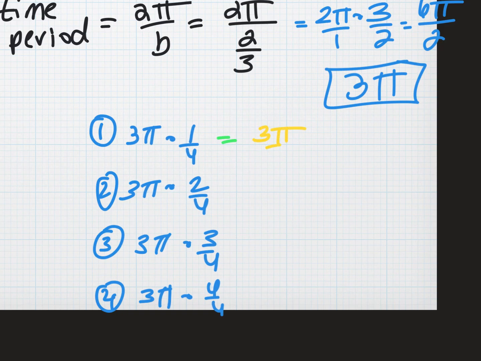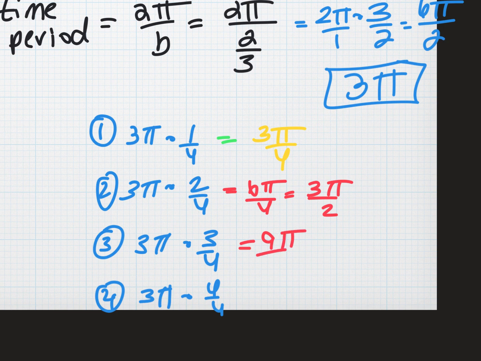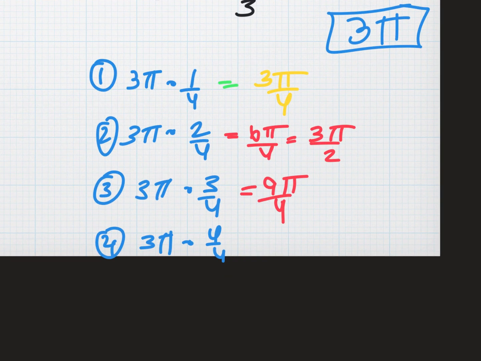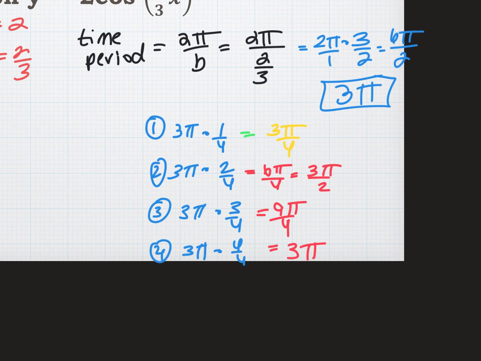3 pi over 4. That's my first tick mark. Then I'm going to take 3 pi and multiply it by 2/4. I get 6 pi over 4, which becomes perfect, 3 pi over 2. Then I take 3 pi times 3/4, and I get 9 pi over 4. And then 3 pi times 4/4 is 12 pi over 4, which is 3 pi, which is exactly what we wanted. So the math behind this is not hard, guys.